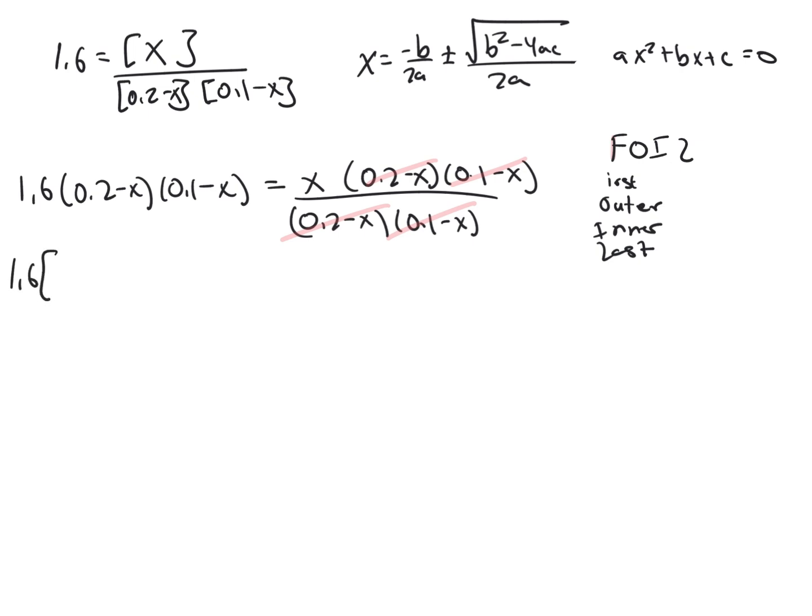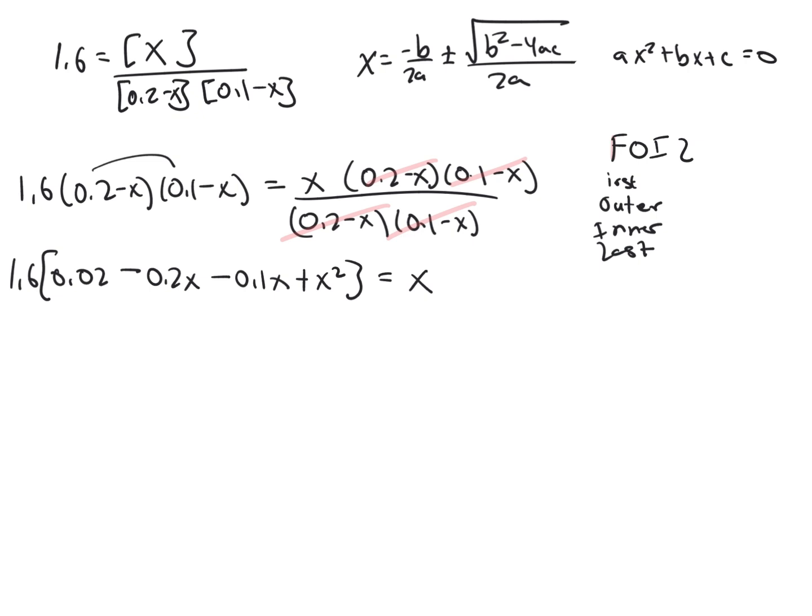So 1.6, then the different terms here, I've got first is this term, so first term in each side, 0.2 times 0.1 is 0.02, minus, if I do the next one, I've got outer, so this is 0.2 times negative x, so minus 0.2x. The next term is inner, negative x times 0.1, so minus 0.1x. Then the last term is last. Negative x times negative x is plus x squared, since negative 1 times negative 1 is positive 1.